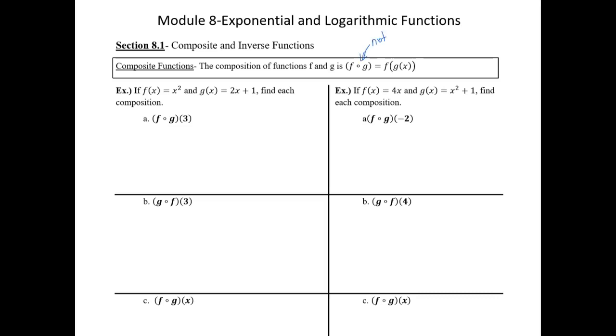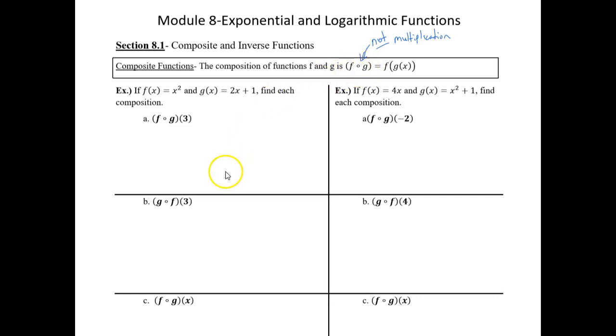This is not function multiplication. The open dot means composition. And f of g means that you are putting function g into function f. So this second function is always going into the first.